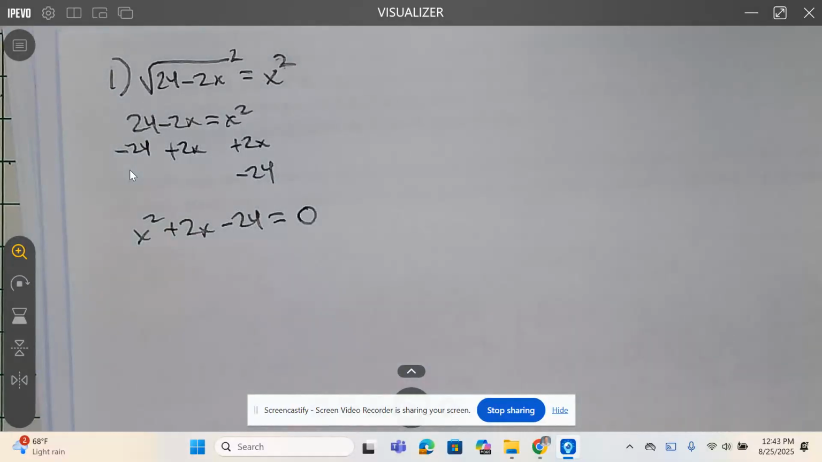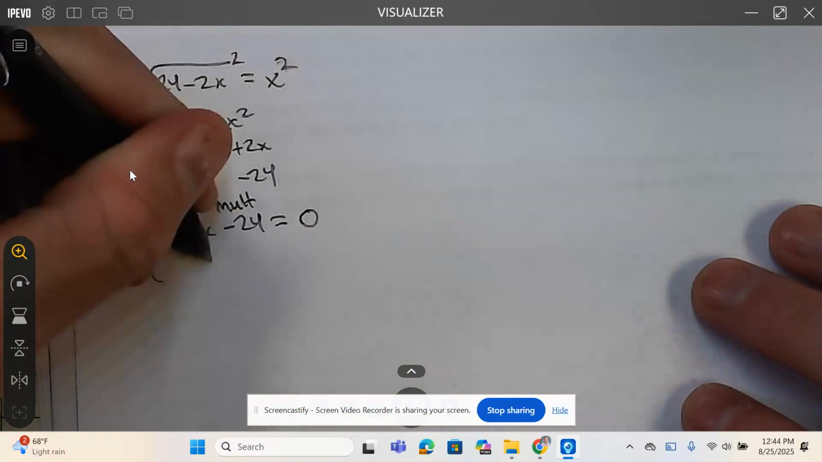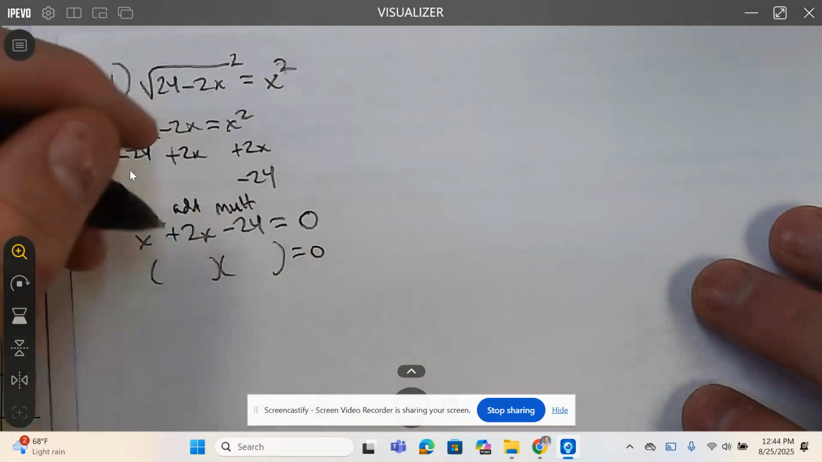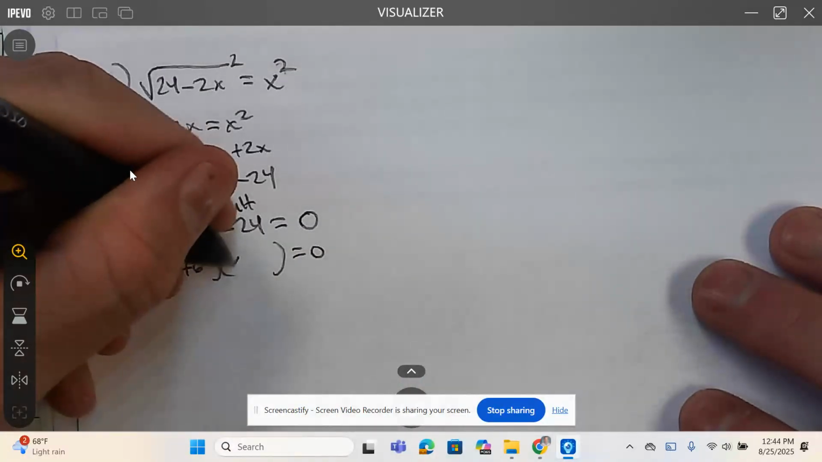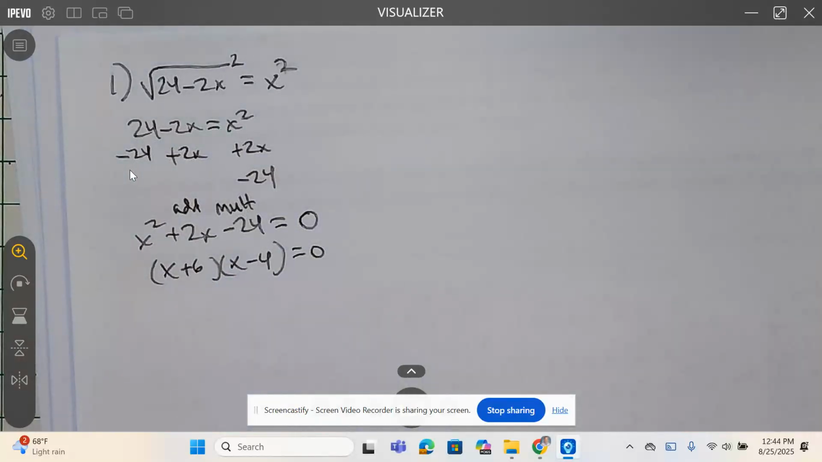Okay. Give it a moment to get that. All right, now we're gonna factor this. So it's what multiplies to this, adds to this. What multiplies to negative 24 and adds to 2? What, positive 6 and negative 4? 6 times negative 4 is negative 24. 6 plus negative 4 is 2.